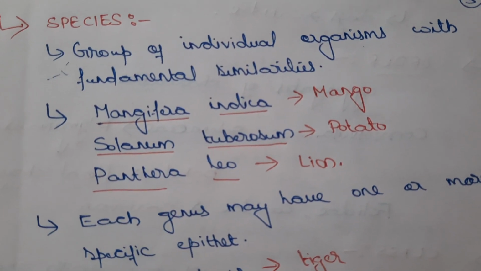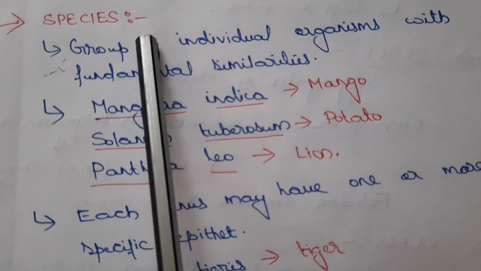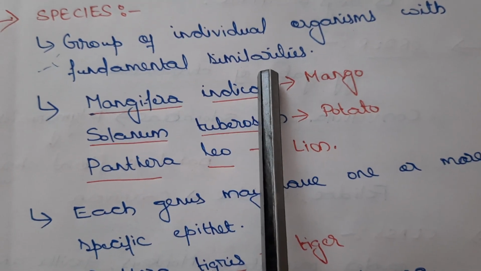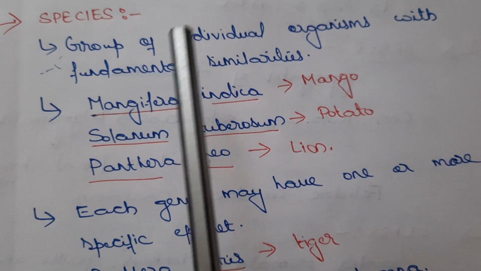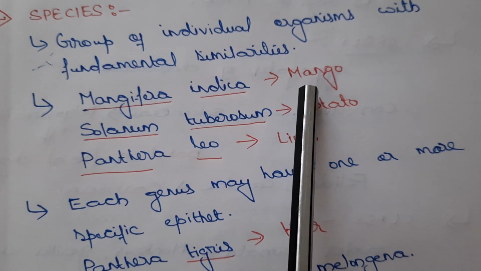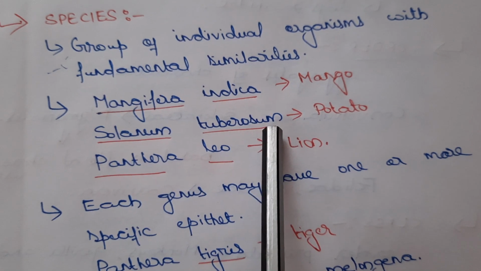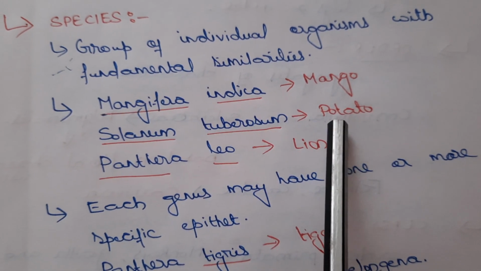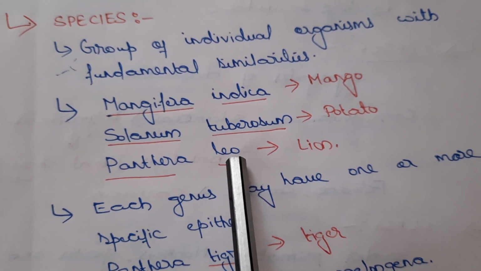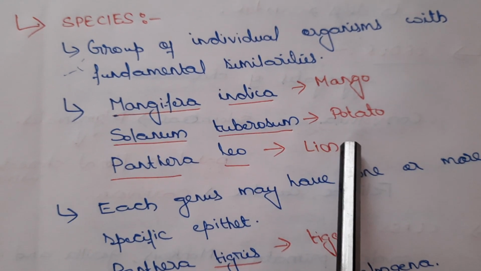Now let's discuss each of the headings individually. First we shall discuss what is species. A group of individual organisms with fundamental similarities is known as a species. Now let's see certain examples. Mangifera indica is the scientific name of mango. So mango is a species. Solanum tuberosum is the scientific name of potato. Potato is a species. Panthera leo is the scientific name of lion, and lion indicates a species.